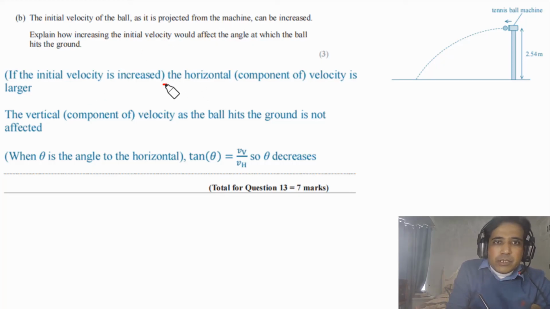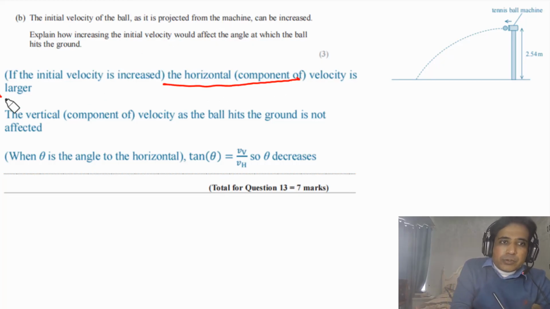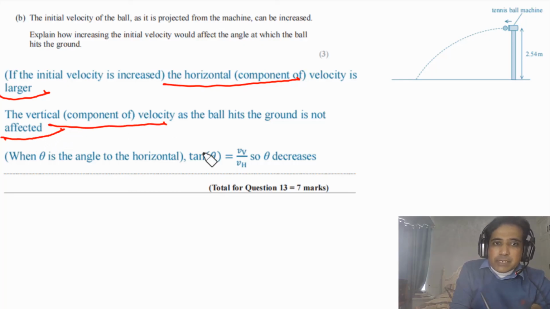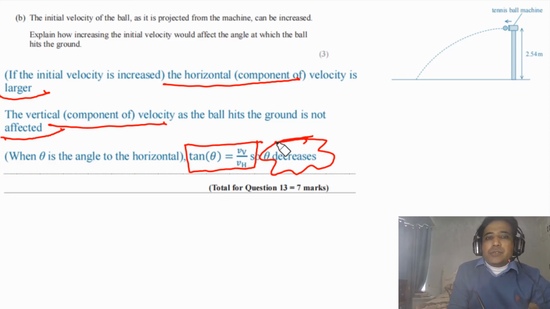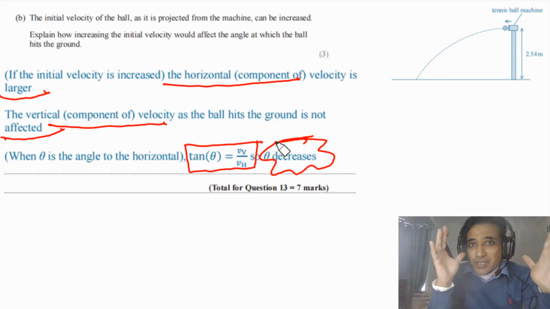The first point, you can say the horizontal component of velocity has increased. The vertical component of velocity is not affected, it remains the same. So tangent of theta is equal to this. So theta decreases. So this is how you can answer.